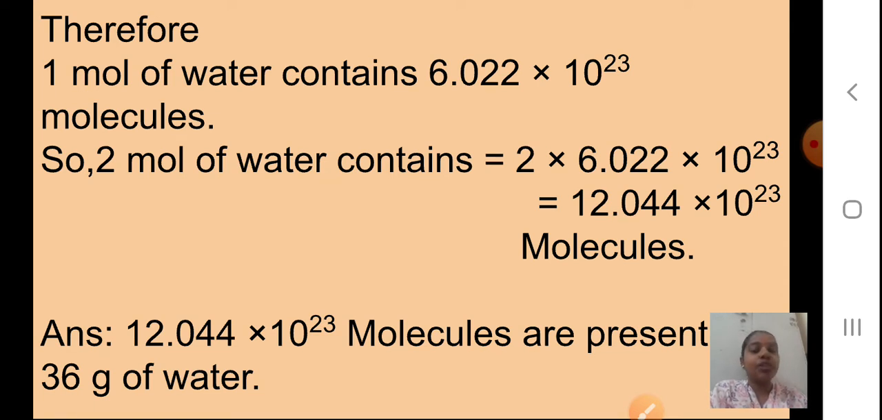So first you will find the N value. Then you will do a correlation here. If 1 mole contains Avogadro's number of molecules, then whatever N value you get, you will calculate for that. And don't forget to write the final answer. Now you have MCQ type questions, so directly you have to calculate and check which option is your correct answer.